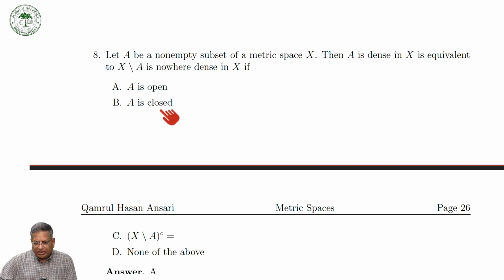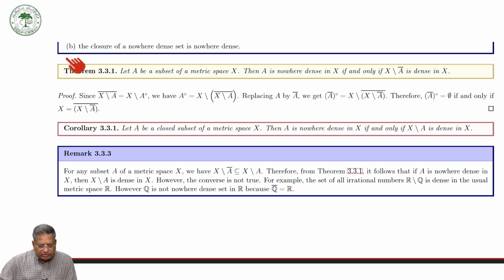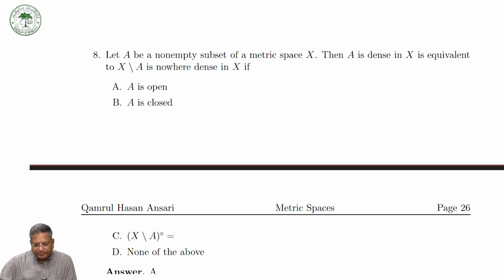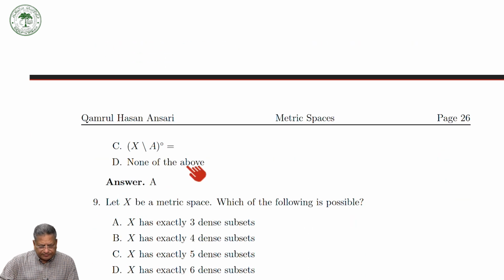The answer is B, if A is closed. So here the answer is: if A is a closed subset of X, then A is a nowhere dense set if and only if X minus A is dense. But for this one it is a reverse, so it is different. You can check which is the answer.